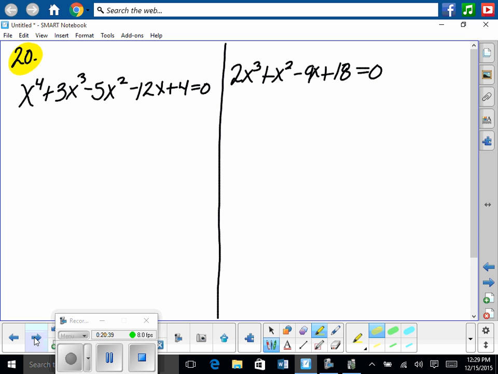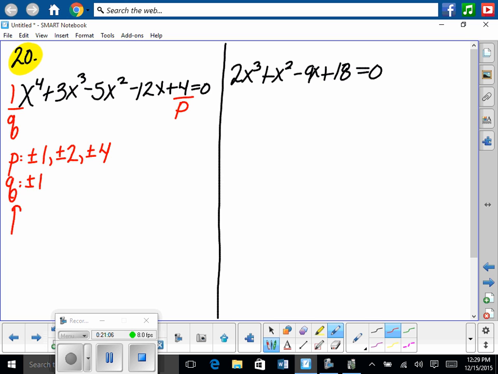Okay, on number 20 it says, use the rational root theorem, and this is, holy cow, what you guys struggled with on that test. Use the rational root theorem to list all possible rational roots, and then state the actual rational roots. This is our Q. Q comes first. This is our P. List all the possible factors of P. Plus or minus 1, plus or minus 2, plus or minus 4. Those things all multiply to be 4. Every possibility. Factors of 1, plus or minus 1. Now you take all possible P divided by Q's.